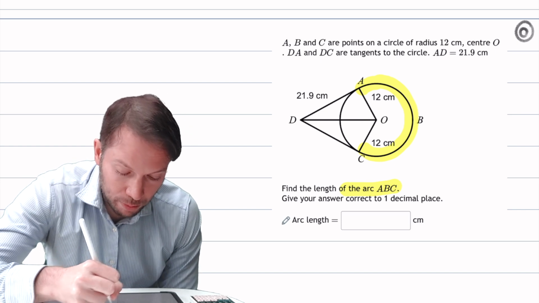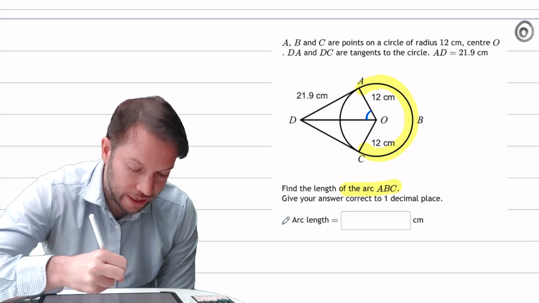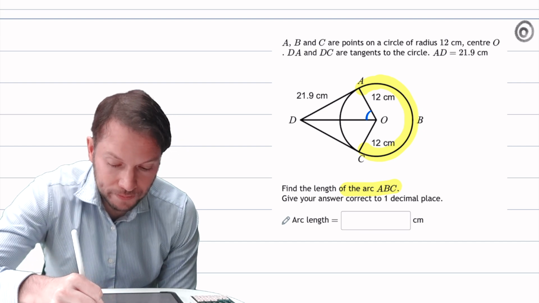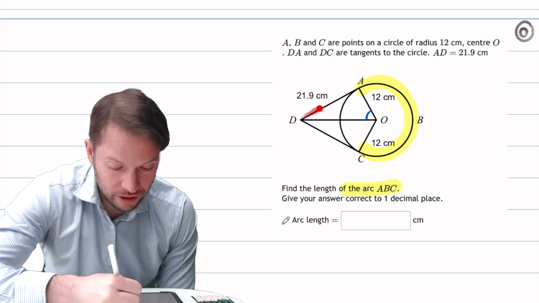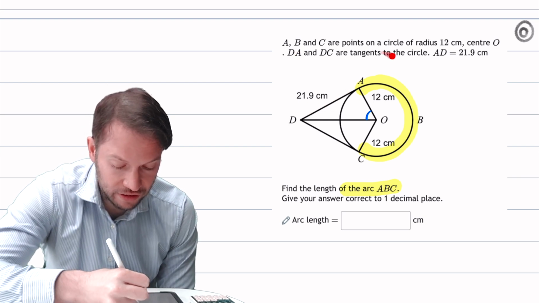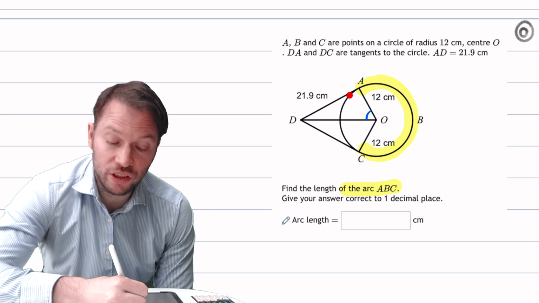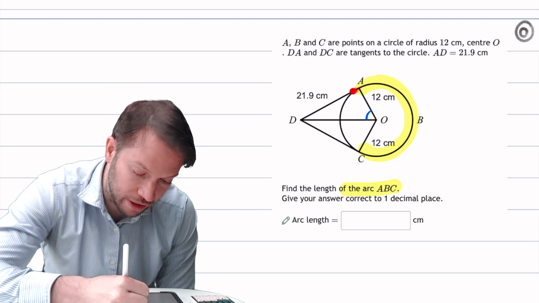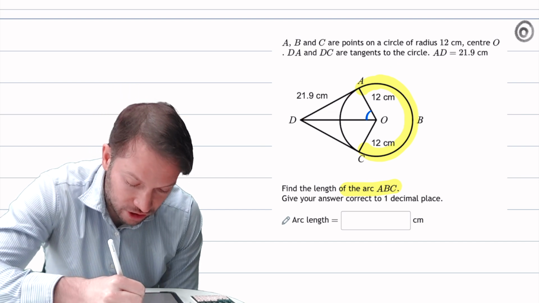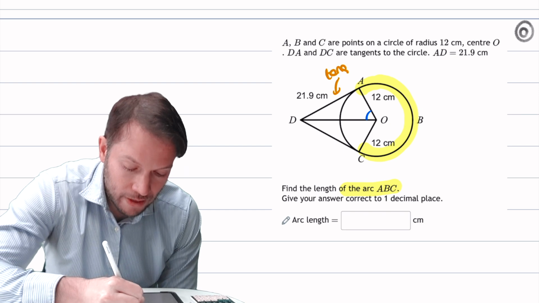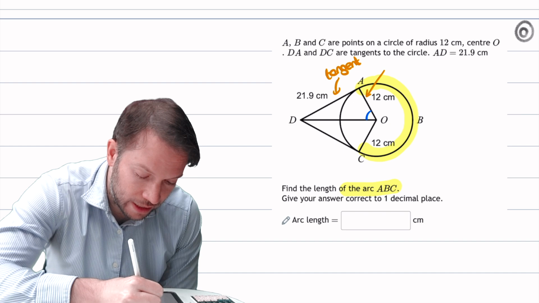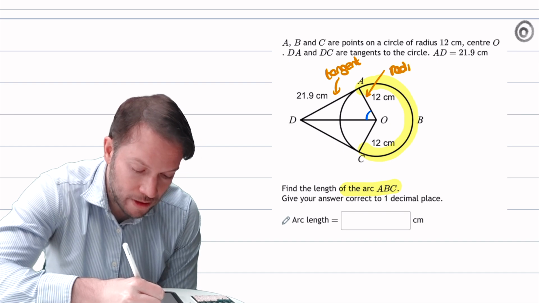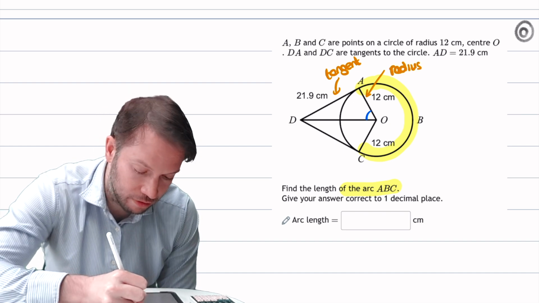So basically, we probably want to find, say, this angle here. Now, this line here, AD, is a tangent to the circle. It says AD and DC are tangent to the circle, and that is a line that touches the circle. So it kind of bounces off the circle like this. So this is a tangent. And the line here is the radius, because it's the line from the centre of the circle to the circumference.